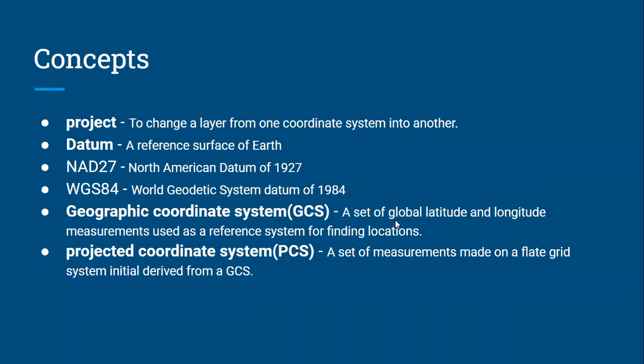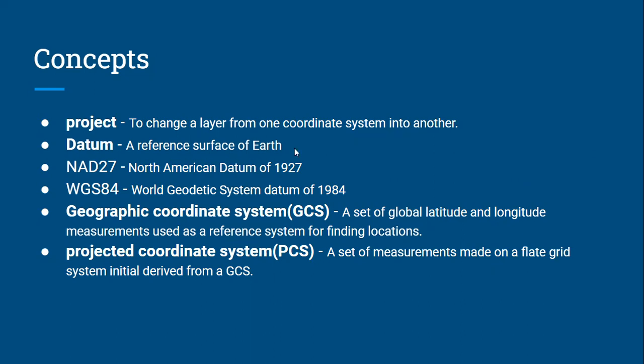Next is projection. Projecting is changing a layer from one coordinate system into another. And the datum is basically a reference surface of the Earth. It is basically how to make the spherical, global Earth into a flat surface.